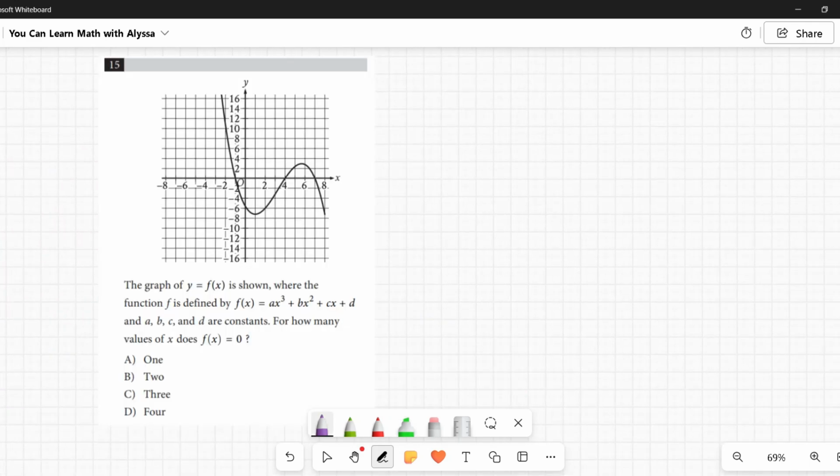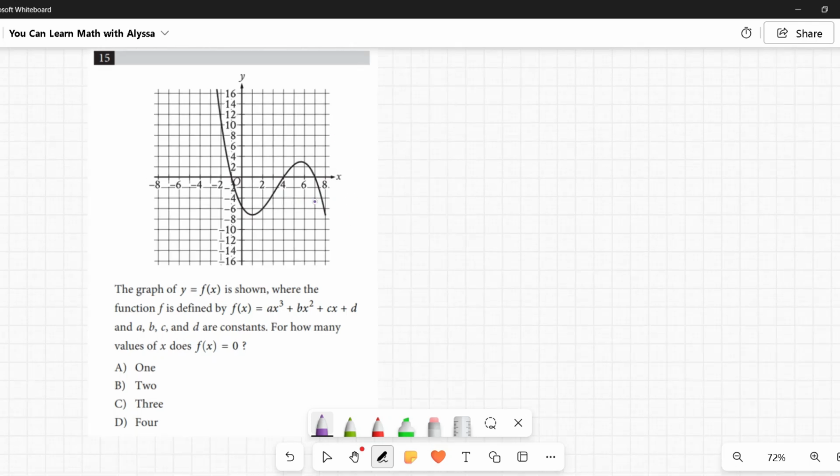Number 15. The graph of y equals f of x is shown, where the function f is defined by f of x equals ax cubed plus bx squared plus cx plus d, and a, b, c, and d are constants. For how many values of x does f of x equal 0? A lot of text. They love putting all the text. Don't let all that text confuse you. The focus here should be the graph.